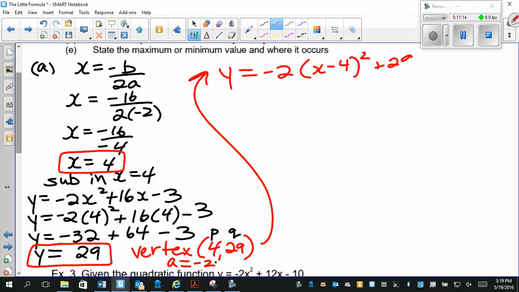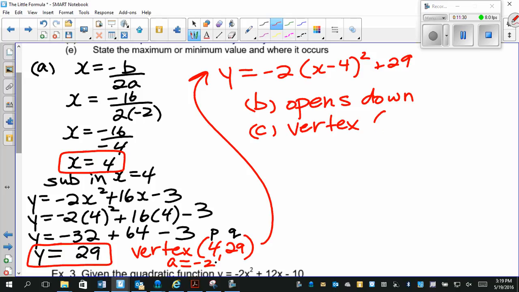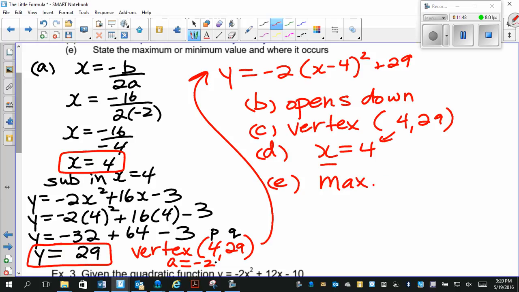Okay, so the other information they want, this parabola opens down. The vertex we've already stated is 4, 29. The equation for the axis of symmetry, remember it's always x equals, and we get that from the vertex, the 4. And this parabola opens down, so it has a maximum value of 29 when x equals 4.